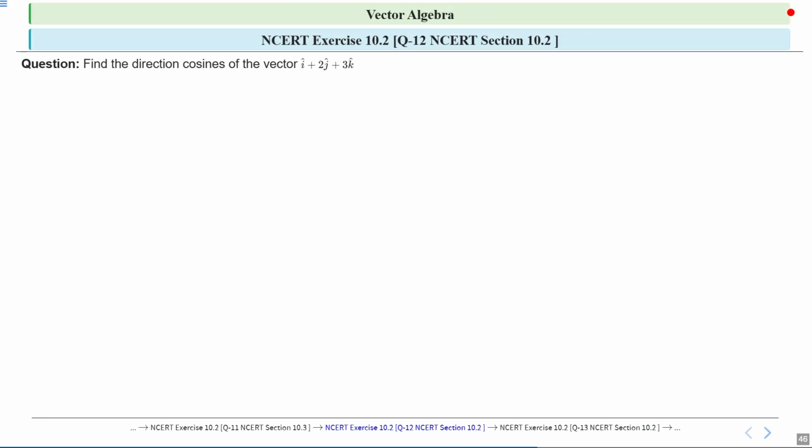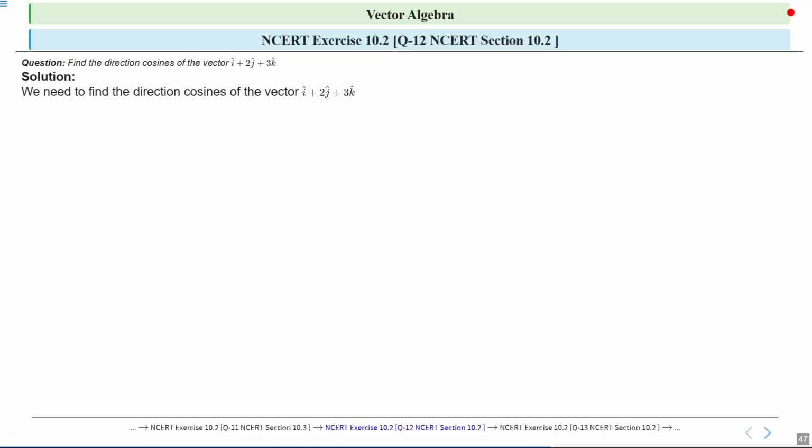Next, NCERT exercise 10.2 question number 12, which says: find the direction cosines of the vector i cap plus 2 j cap plus 3 k cap. Let v vector be equal to i cap plus 2 j cap plus 3 k cap. Now using, if a vector is equal to x i cap plus y j cap plus z k cap, then magnitude of a vector will be equal to root over x square plus y square plus z square. Therefore, magnitude of v vector will be equal to root over 1 square plus 2 square plus 3 square, which is equal to root over 1 plus 4 plus 9, which is equal to root 14.